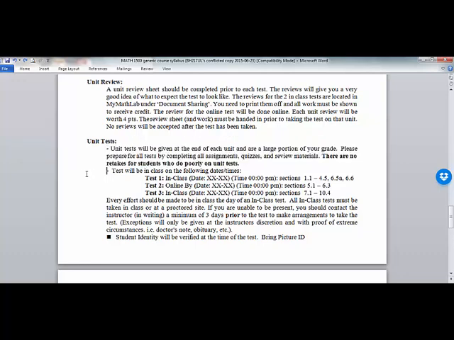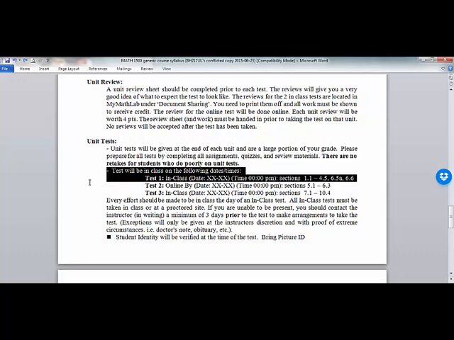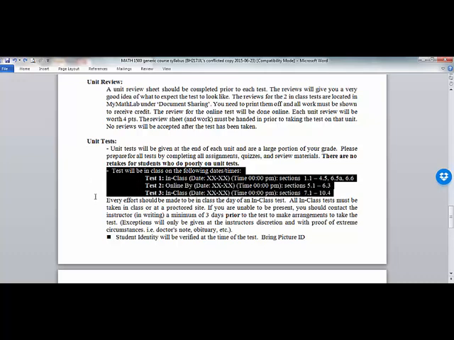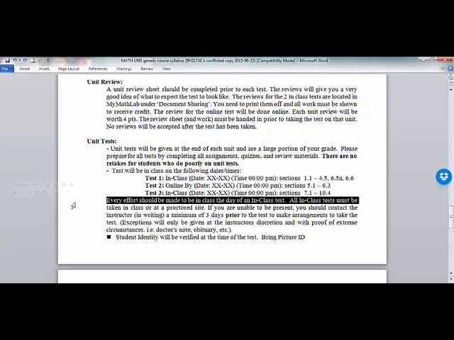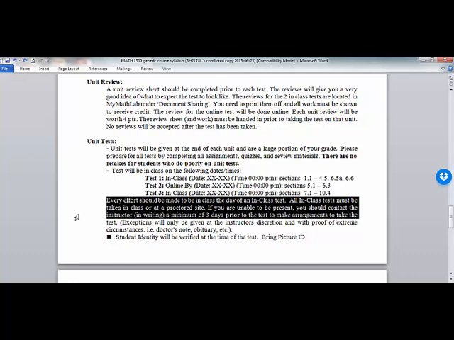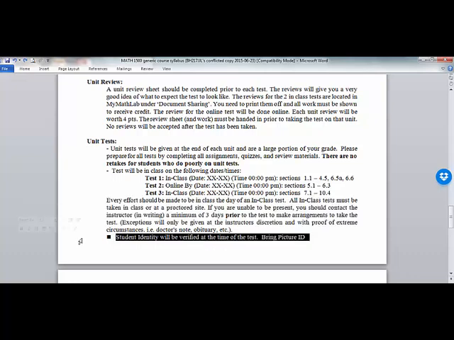As far as the test dates, specific dates and times are listed on your syllabus. Every effort should be made to be in class on the day of the in-class tests. All in-class tests must be taken in class or at a pre-approved proctored site. If you are unable to be present, please contact me in writing a minimum of 3 days prior to the test to make arrangements to take the test. Student identity will be verified at the time of the test, so please bring a picture ID.